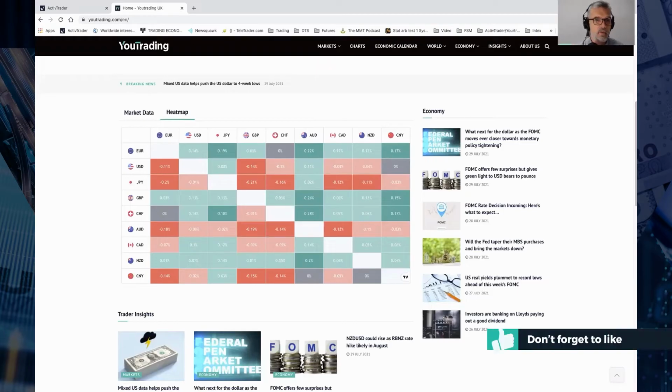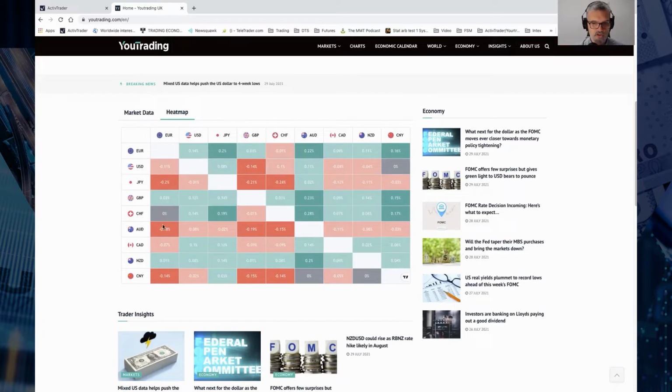As always, I'm going to start with the YouTrading.com heat map, and we can see here we've got the major forex pairs. The British pound is green across the board, and the Australian dollar is red. So British pound today is the strongest, and Australian dollar is one of the weakest.